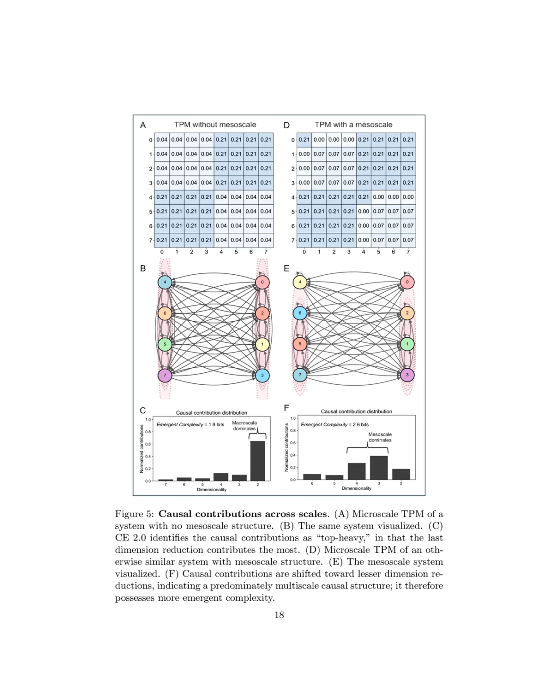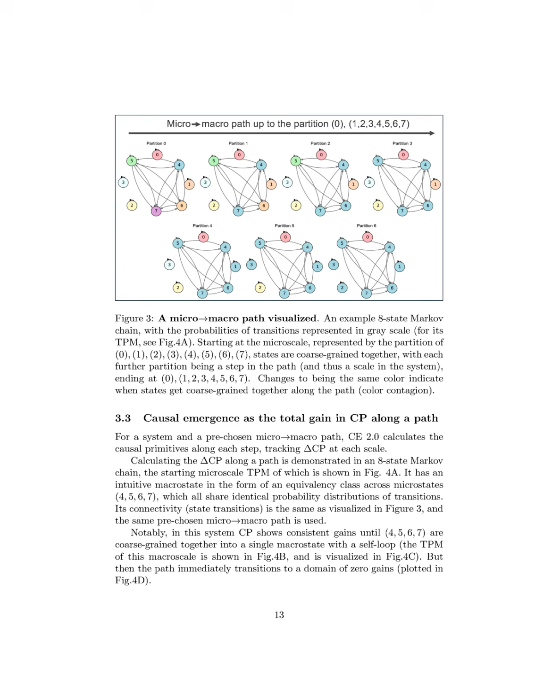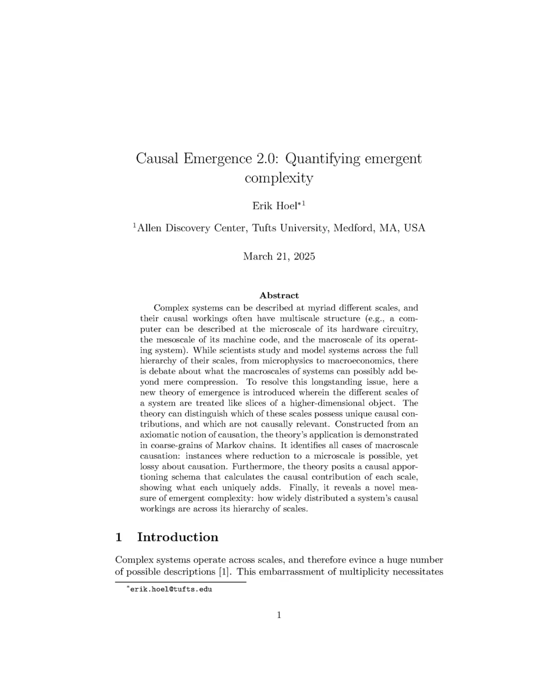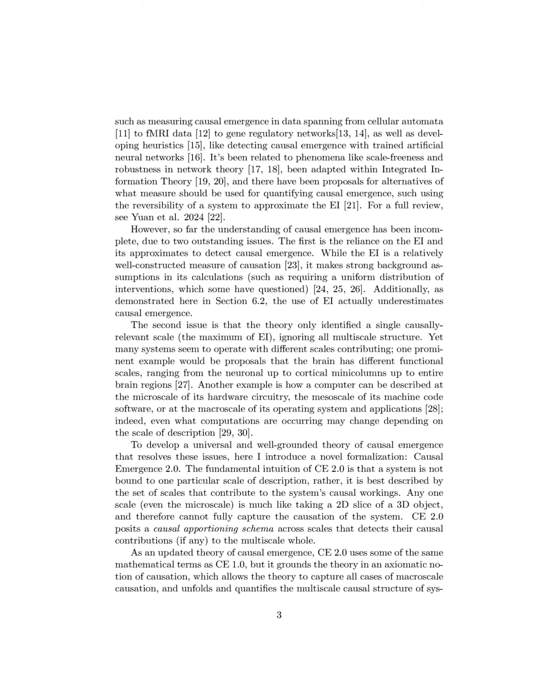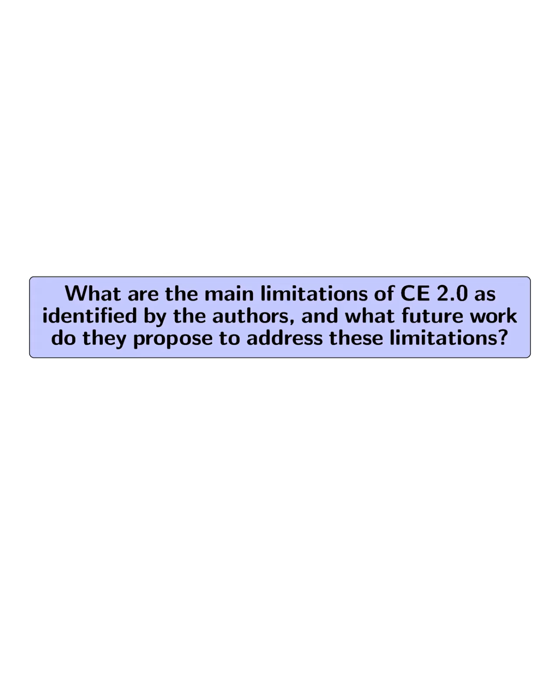Additionally, the paper compares the performance of CE 2.0 against CE 1.0 by showing that CE 2.0 can detect significant degrees of macroscale causation in systems where CE 1.0 fails to identify any causal emergence, as illustrated through the manipulation of an 8-state system. Metrics for evaluating performance improvements include the robustness of CP gains across different intervention distributions and the ability to elucidate multiscale causal structures, which CE 1.0 struggled with due to its reliance on effective information that made strong background assumptions.